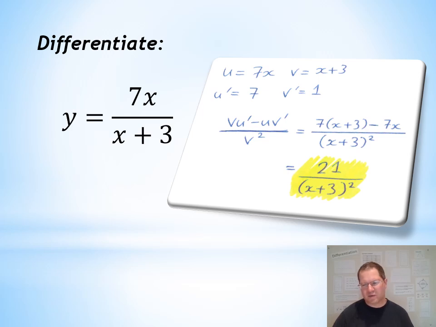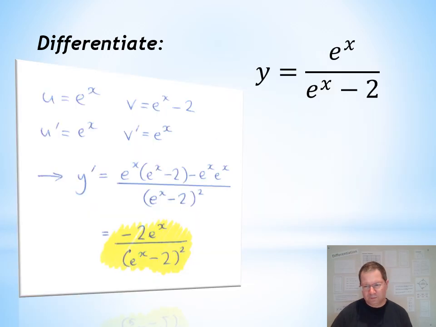And then we can just simplify at the top. So we've got 7x plus 21 minus 7x, which just leaves us with 21 on the top, and our x plus 3 squared on the bottom.